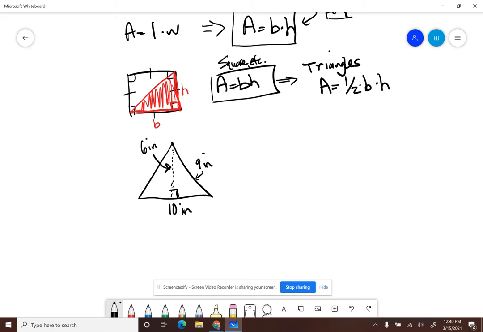Okay, what I want you to realize is when we're talking about triangles, we've got area equals 1/2 the base times the height.